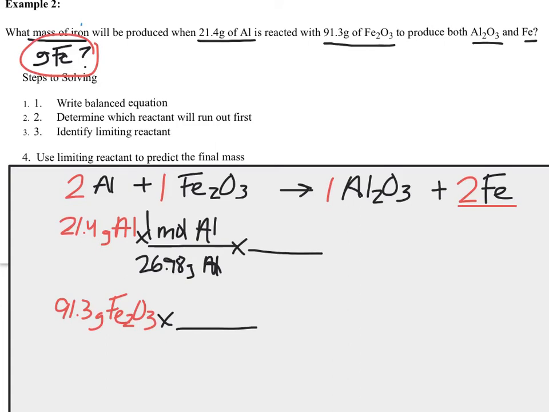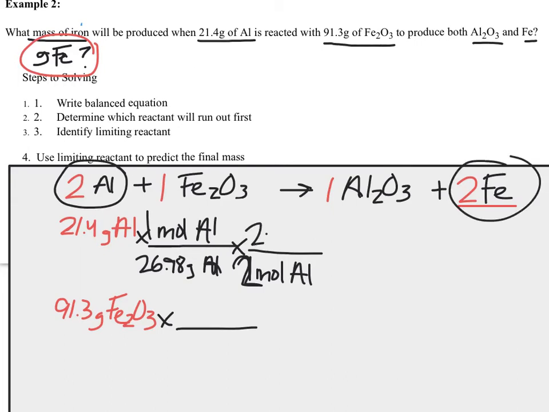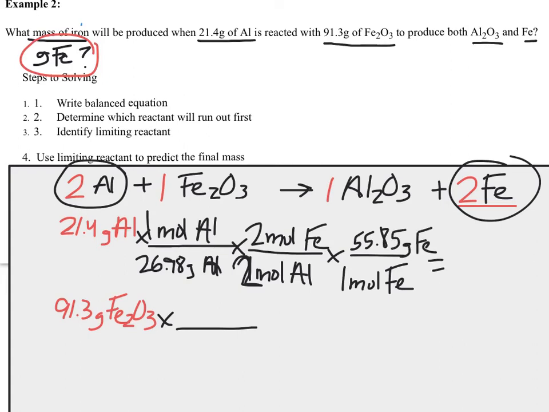Now, to go from mass of A to moles of A, I'm going to get rid of moles of A, and now go to moles of B. So for every 2 moles of aluminum from the balanced equation, I now get 2 moles of iron. That's easy enough. And now I want to get rid of moles of iron and go into mass of iron. So for every 1 mole of iron, there are 55.85 grams of iron.